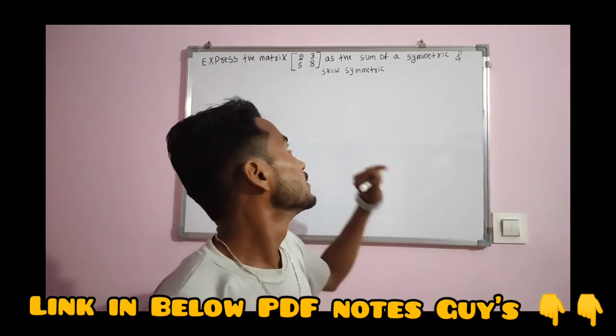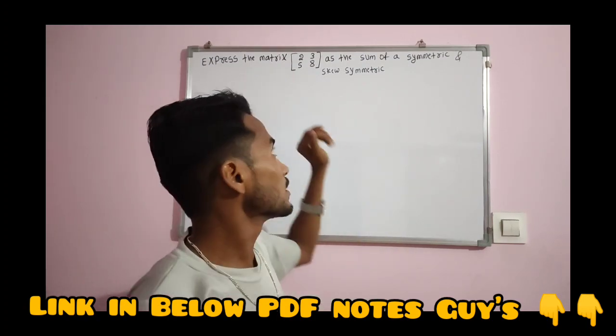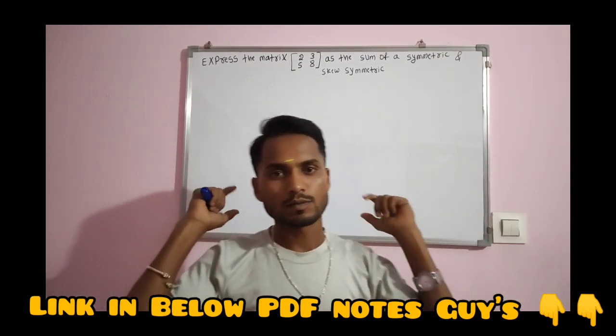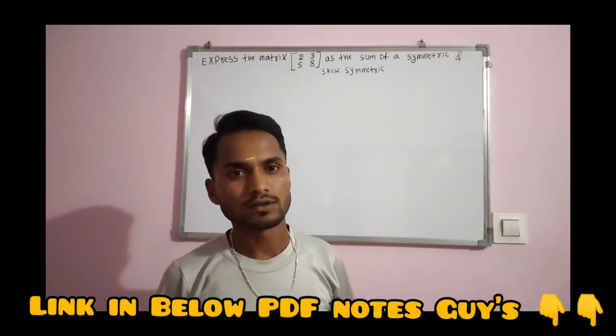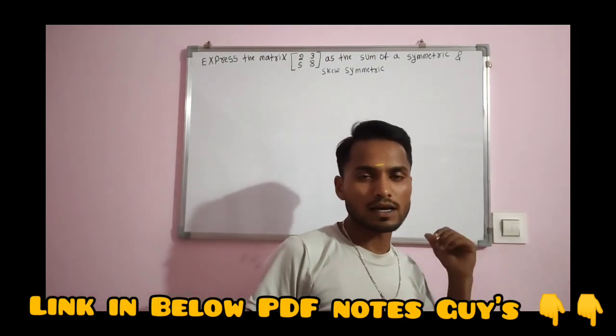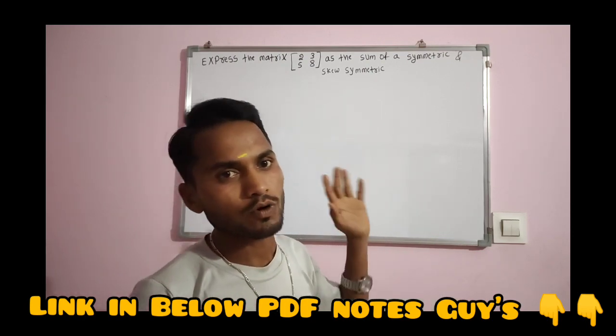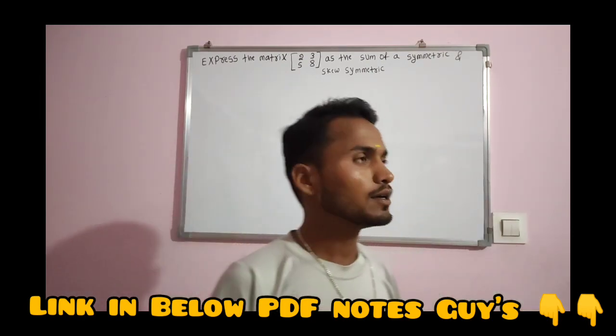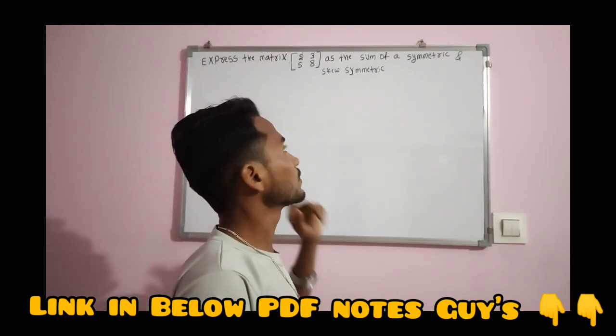So, 5 markers. This one is symmetric and skew symmetric matrices. This class is for BSc students, so listen carefully. The class starts now. Let's start with the problems. In the class, let's discuss a problem.